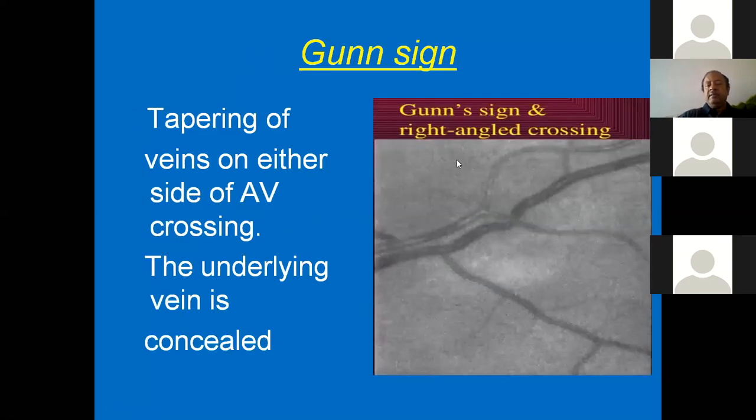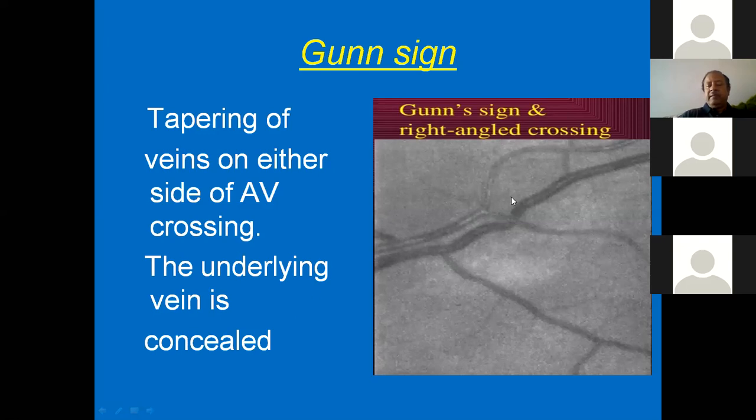Third is Gunn sign. Tapering of veins on either side of the arteriovenous crossing. The underlying vein is concealed. Now this is the retinal artery and these are the veins. You cannot see the deeper part of the vein because of the thickened retinal arterial wall.